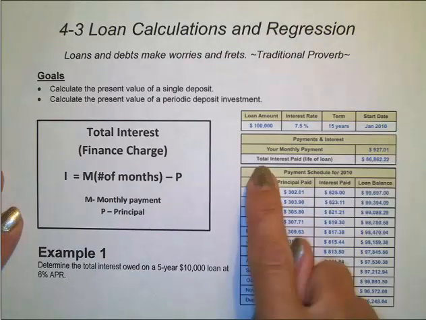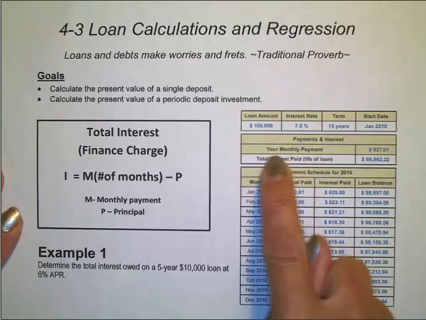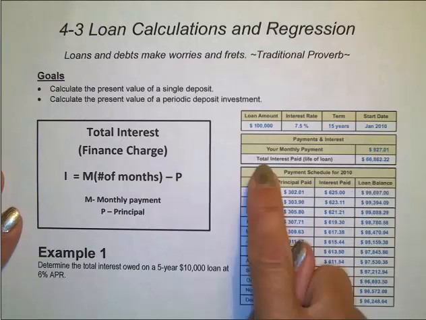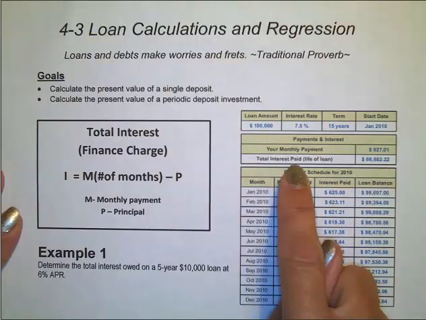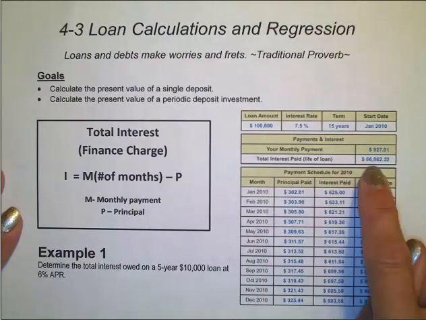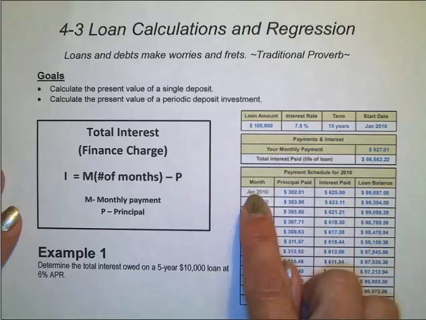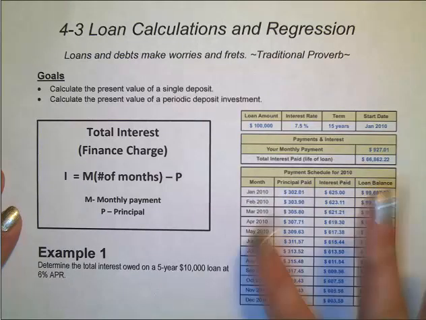Our monthly payment is $927.01. Our total interest paid for the life of that loan is $66,000. Our loan was only for $100,000. Wow. Then they show us how our payments are broken up.